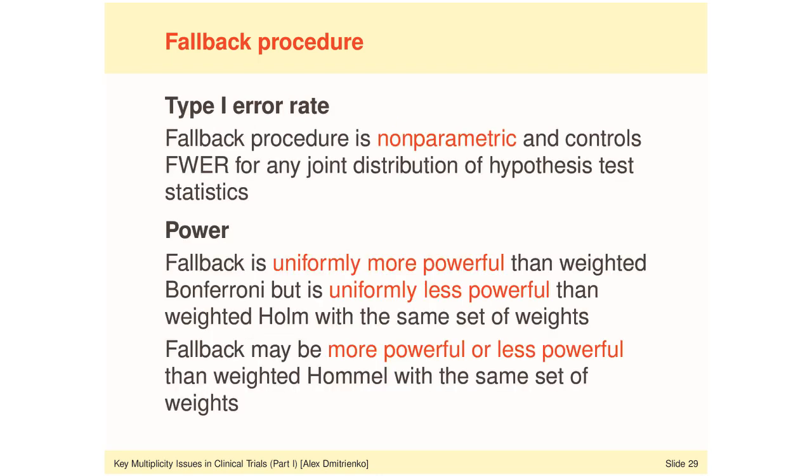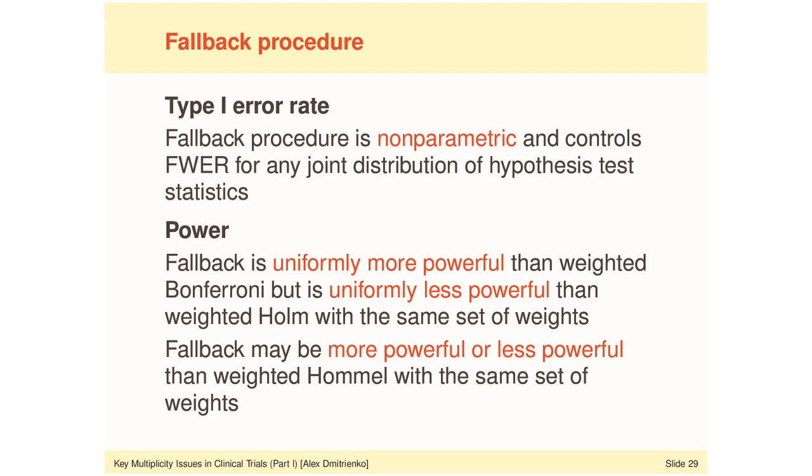Let us now review the key properties of the fallback procedure. Since the fallback procedure is nonparametric, just like any other nonparametric procedure, it is derived from the Bonferroni, and therefore it would control the family-wise error rate for any joint distribution of hypothesis test statistics. It is a very important property. And the fallback procedure is uniformly more powerful than a weighted version of the Bonferroni procedure, which uses exactly the same weights as the weights that were allocated to the individual hypothesis at the beginning of the testing exercise.